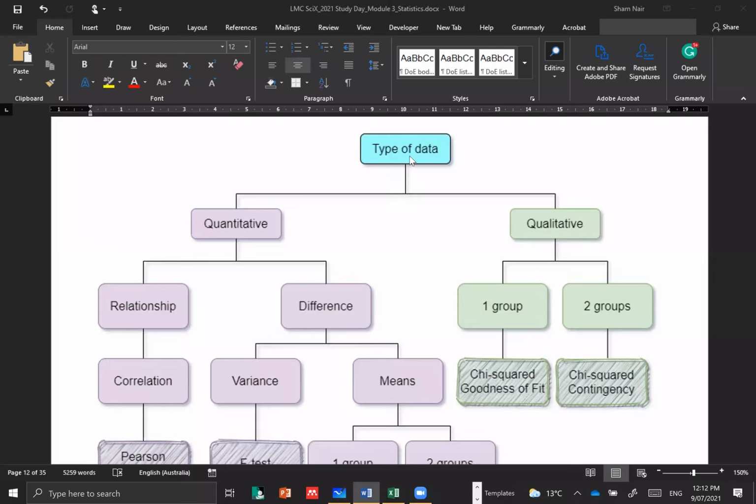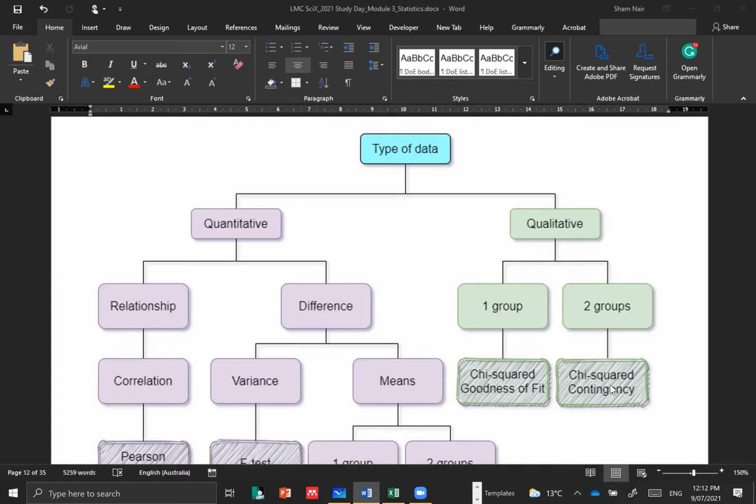Okay, so let's continue that conversation we had earlier. Data can be quantitative or qualitative. Qualitative data, essentially there's only one type of statistical test that's mentioned in the syllabus, and that's the chi-square test.